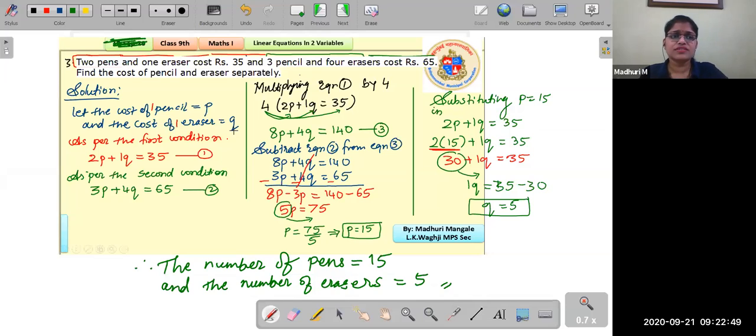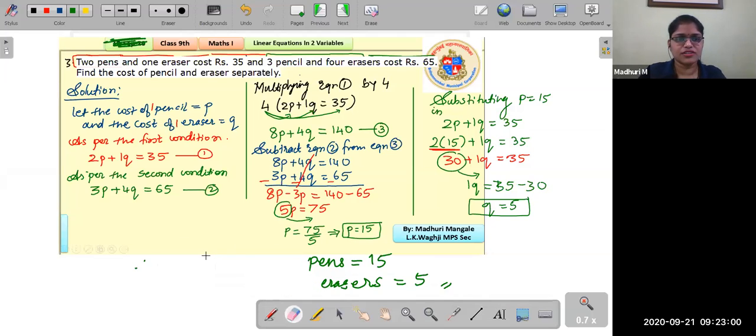The question asked over here is to find the cost of pen and the cost of eraser. So the answer should be: the cost of one pen is 15, and the cost of one eraser is 5. And also the last step, that you should always verify or cross-check the complete answer, right?